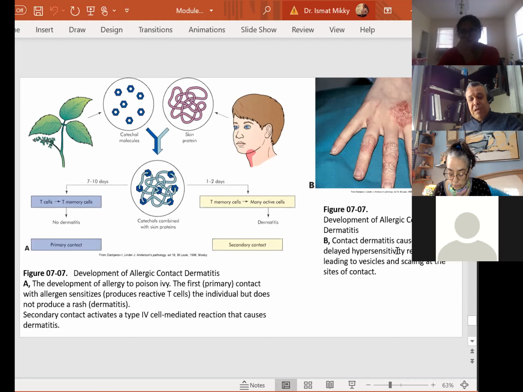And a reaction of type 4 takes time. That's why we call it delayed. It takes about 24 to 48 hours to be elicited or to occur. And we give some examples of that. So contact dermatitis, that's an example of type 4, of the delayed hypersensitivity reaction, which will lead to vesicles and scaling at the site of the contact.